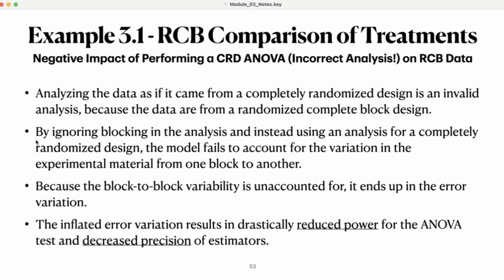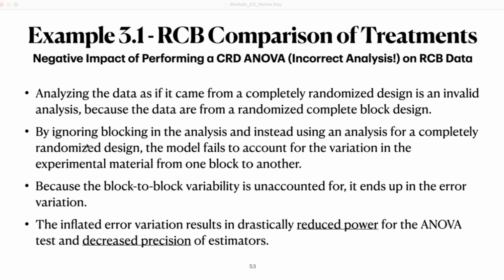And so let's think about this. The negative impact of performing a completely randomized design ANOVA, which again is the incorrect analysis on RCB data. Analyzing the data as if it came from a completely randomized design is an invalid analysis. All right, it's invalid because the data did not come from a completely randomized design. The data came from a randomized complete block design. So in order for an analysis to be valid, the analysis has to correspond. It's got to be appropriate for the design of the actual experiment.